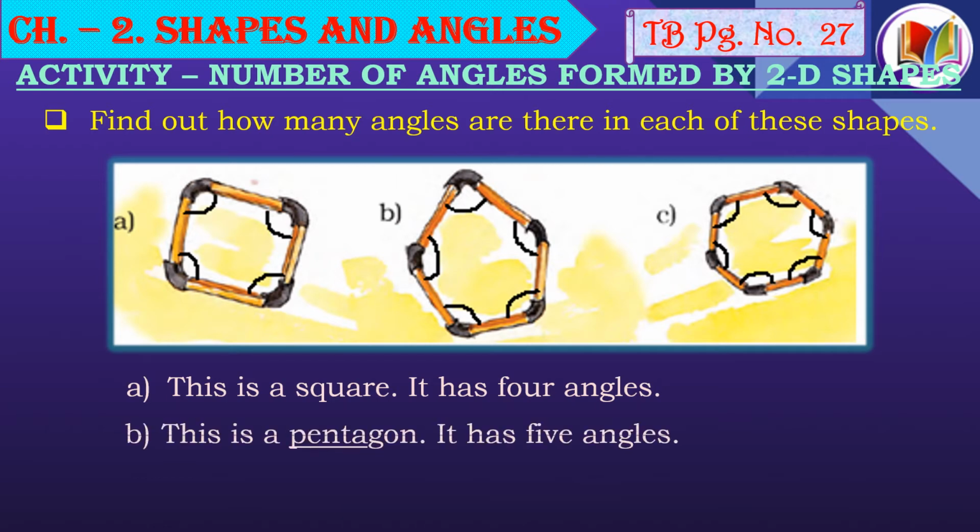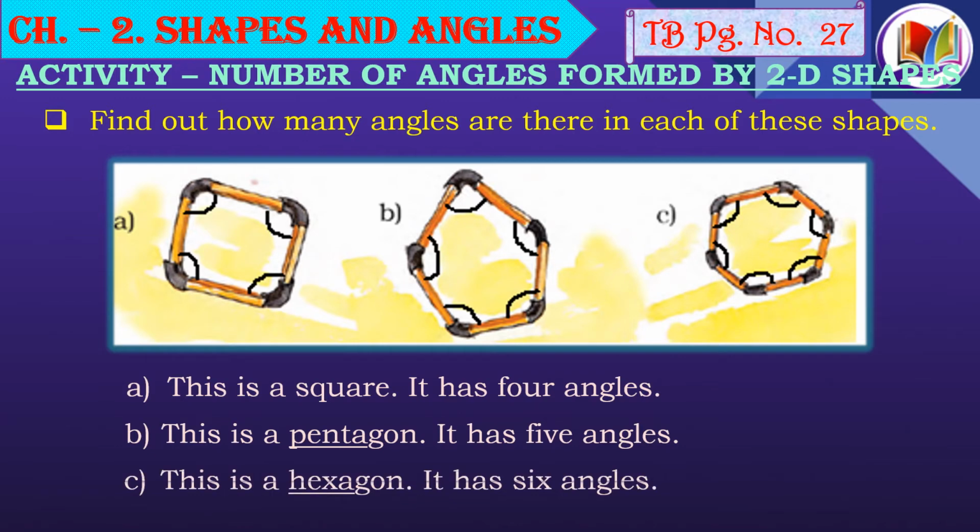The next is a pentagon. It is formed using 5 matchsticks, that is 5 straight sides, and it forms 5 angles. The next is a hexagon. It has 6 angles. It's formed with 6 matchsticks or 6 straight lines.